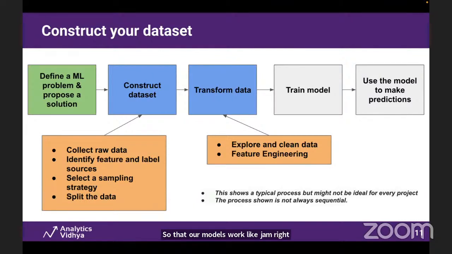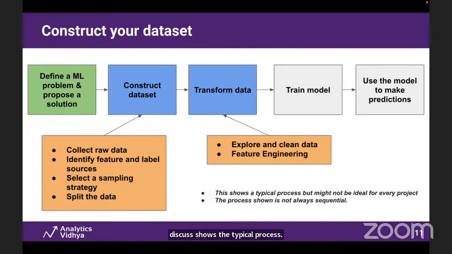In the phase of constructing the data set, these are some of the steps you would perform: collecting the raw data, then identifying the features on which the label is dependent, what the sources of the information are, and what sampling strategy you're going to use. Then you split the data, and after that you transform the data, where you clean the data and do feature engineering, right?